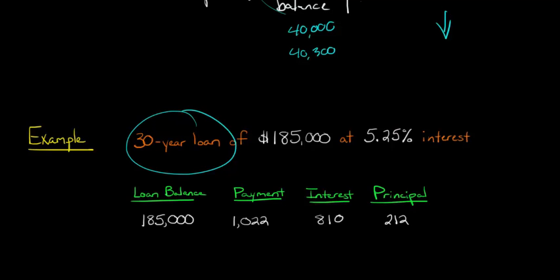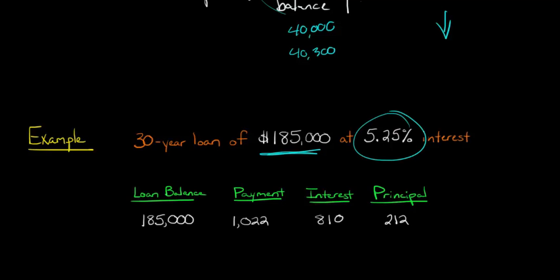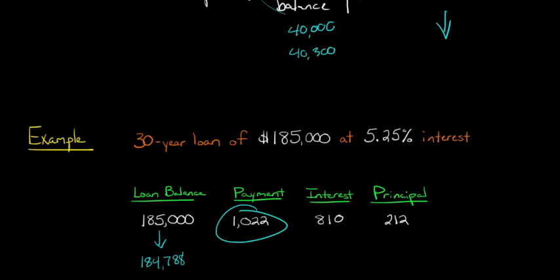Let's say that you had a 30-year loan, you borrowed $185,000, and you got charged an interest rate of 5.25%. So the payment that would be required to amortize that loan would be $1,022 a month. It's just rounded. And so of that very first payment that you make, $810 would go toward interest, and $212 would go toward the principal. And so your loan balance would decrease at the end of that month. So your loan balance would go to $184,788. Why is that? Well, your payment paid the interest and it paid some of that loan balance. So now your loan balance has been reduced.